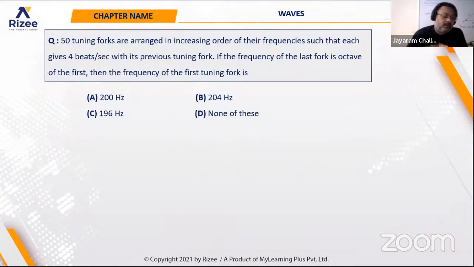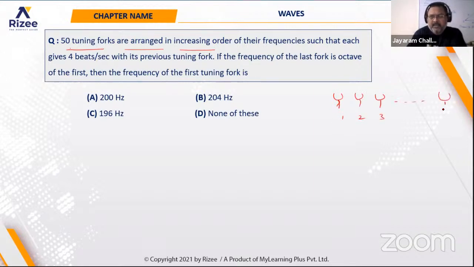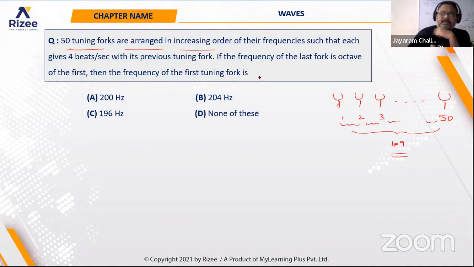Okay, now coming to this one, where 50 tuning forks are arranged in increasing order. There are 50 tuning forks: first tuning fork, second tuning fork, this is your third tuning fork. Like that, there are how many, sir? 50 tuning forks are there. That means how many gaps will be there in total? 49 intervals will be there. Why I am taking this one? Just now we'll be observing.